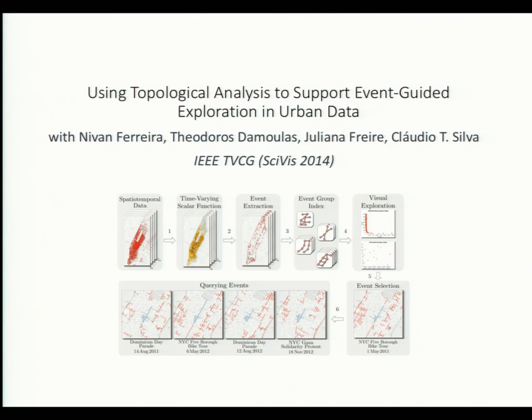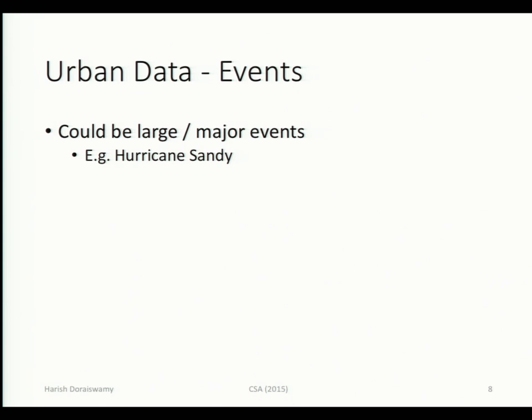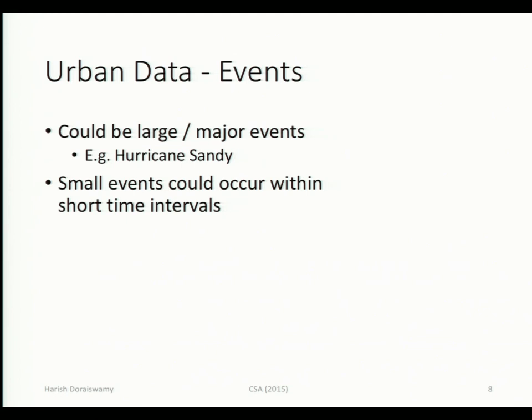So what kind of events can happen in the data? You can have major events that occur in a city, and especially New York has a lot of these, like Hurricane Sandy or Irene. Or you could even have small events that occur over short periods of time.